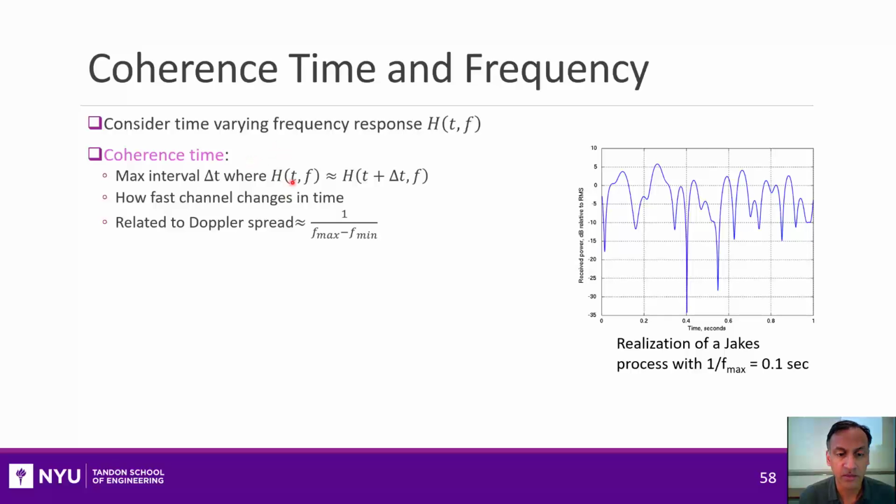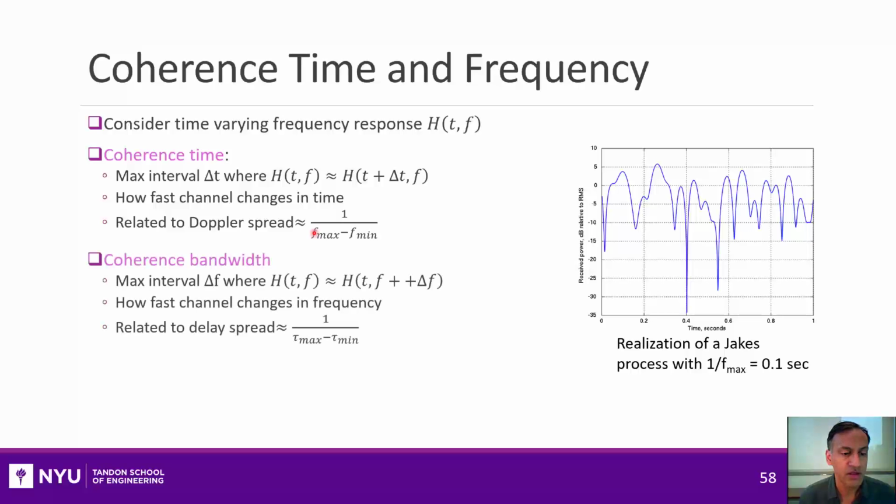So that means mathematically that if you're at some time and frequency and you shift the time by a delta t within the coherence time, the channel should be roughly the same. And this is roughly related to what we saw before, the Doppler spread, meaning 1 over the difference between the maximum Doppler shift and the minimum Doppler shift. And we saw that specifically in this statistical model.